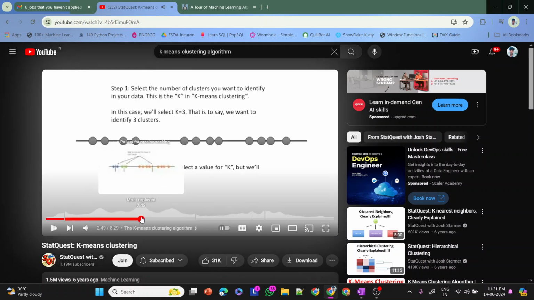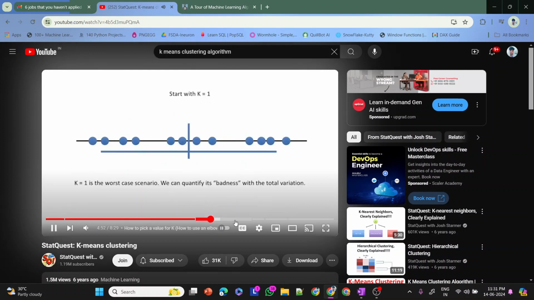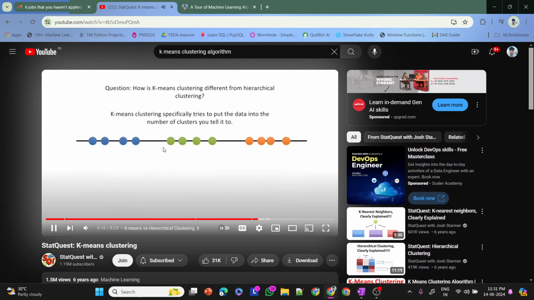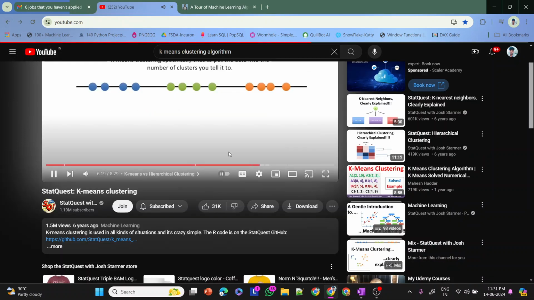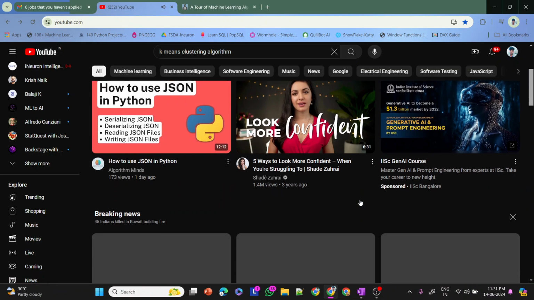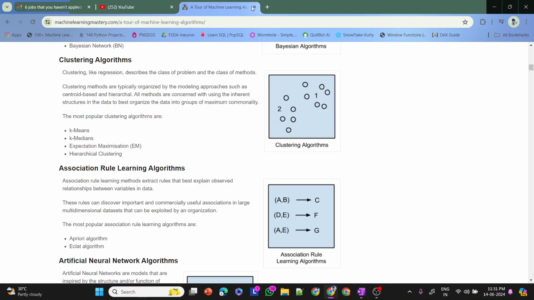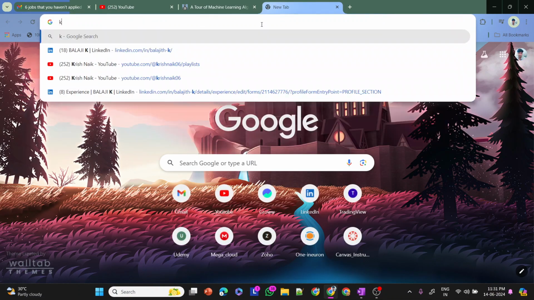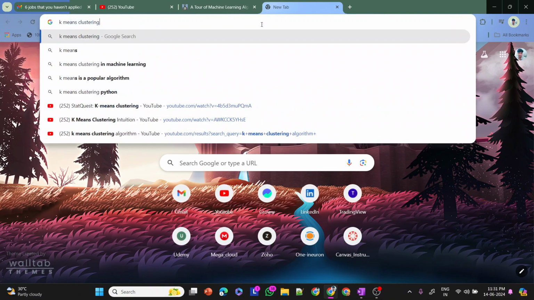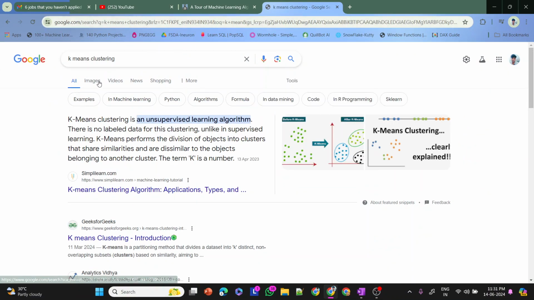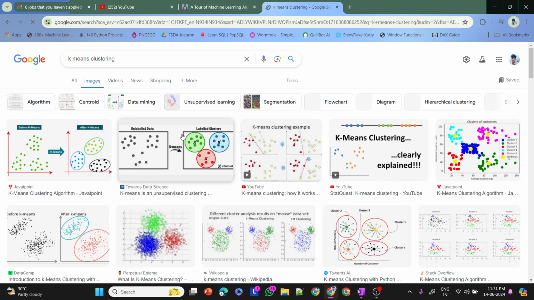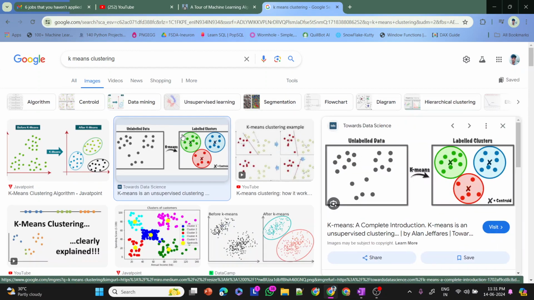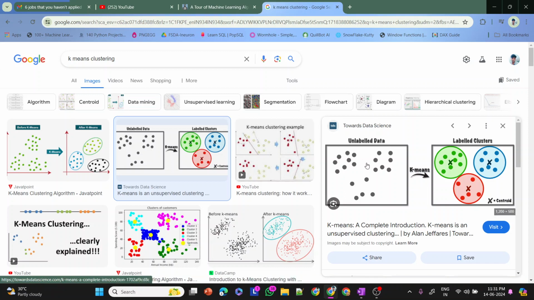Way to select a value for cluster. We can quantify its reduction in variance and put the data into the number of clusters you tell it to. K-means clustering: like this only, it will form clusters by using data points.